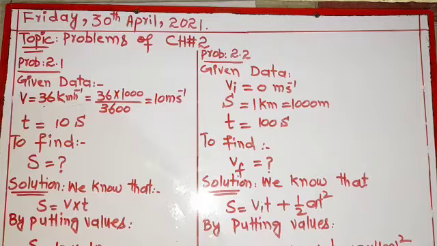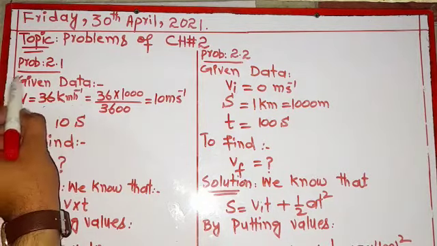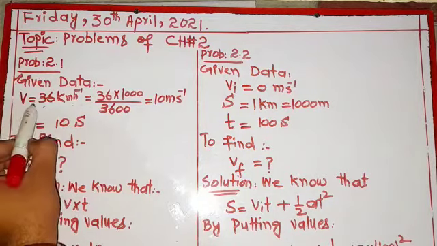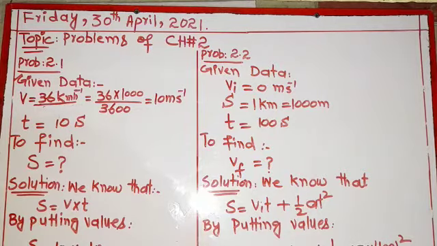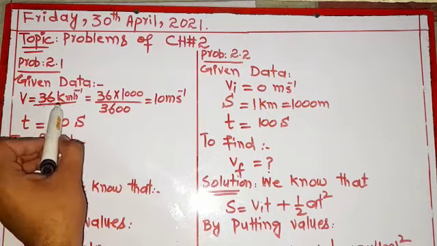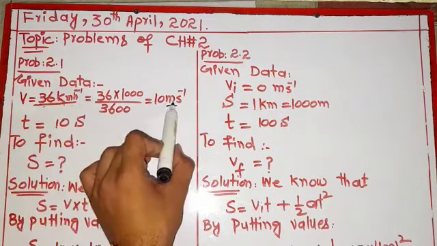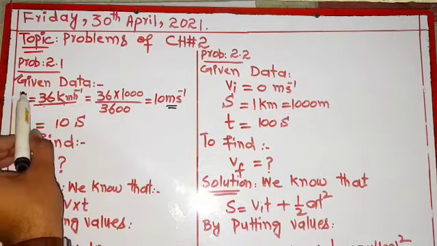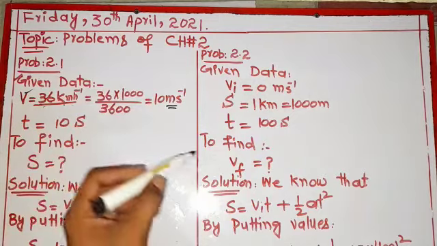A train moves with uniform velocity of 36 km per hour. So we will write the given data. The velocity is 36 km per hour. We will convert this velocity into meter per second because the SI unit of velocity is meter per second.